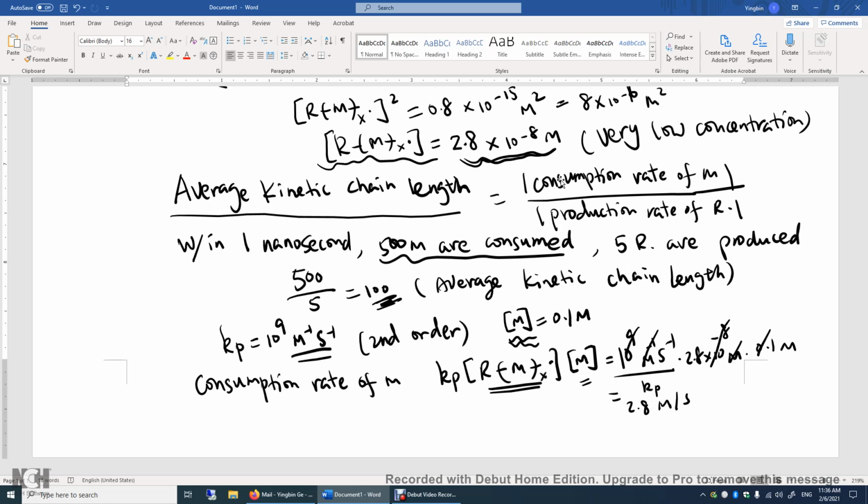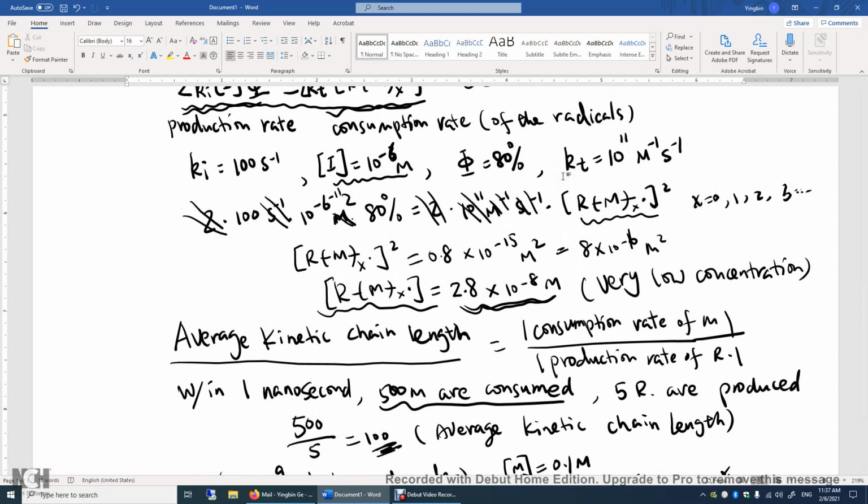All right. So this is how fast the monomer is consumed. The rate is 2.8 molar per second. And then you do have the production rate of the radical. The production rate of the radical is right here. This is the production rate of the radical.